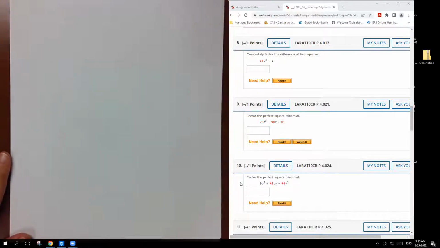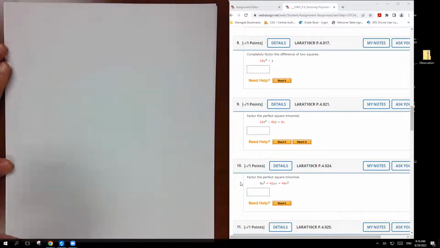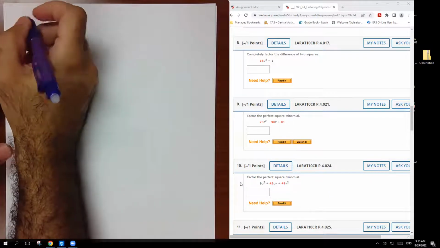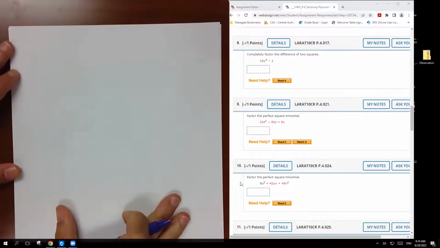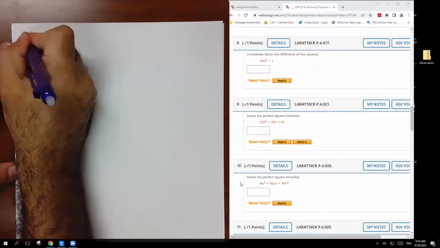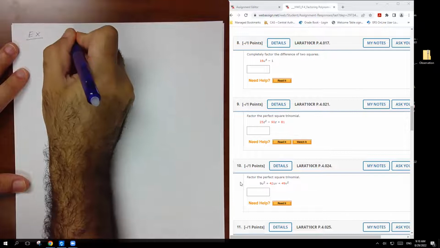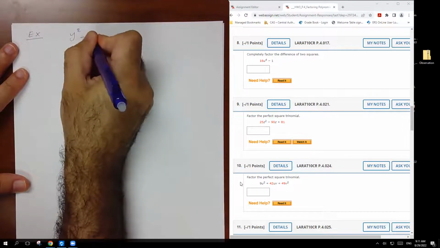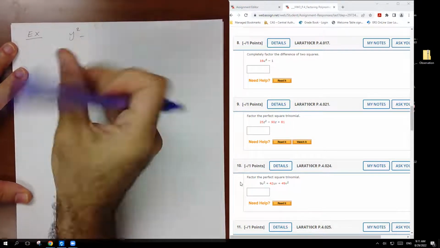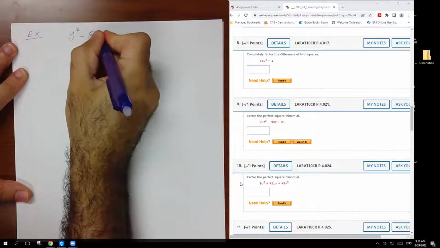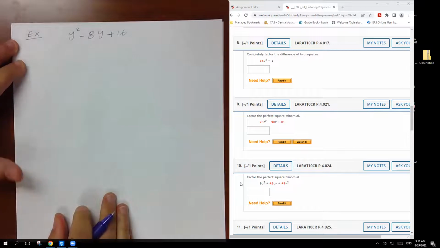Next page. Perfect square, the second part. You factor out the perfect square. So here is an example. I'm going to use the perfect square. If you have y squared minus 8y plus 16, we're going to factor out the perfect square.